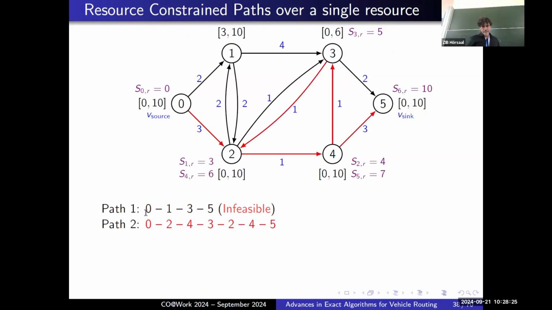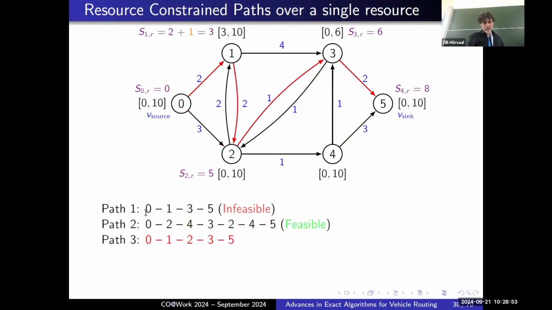So this path will not be generated. What about this? This is feasible. Why is this feasible? It's not elementary, but it is feasible because you start here with 0. In your first visit here, the accumulated consumption is 3, then 4, then 5. Then in the second visit, accumulated consumption 6, 7, everything within the interval, and you arrive here with 10. So this is good. What about this? This is good too.